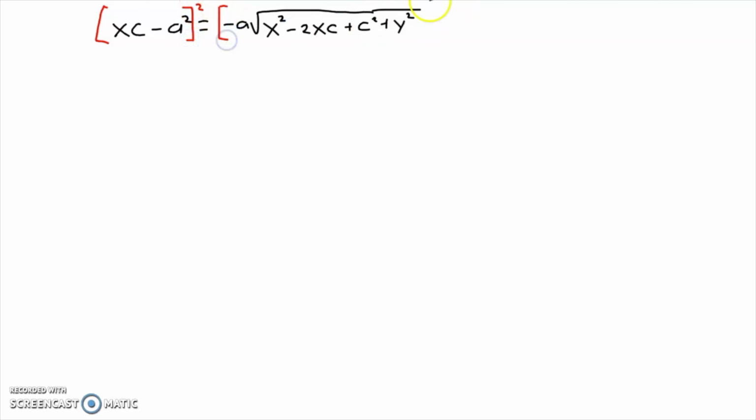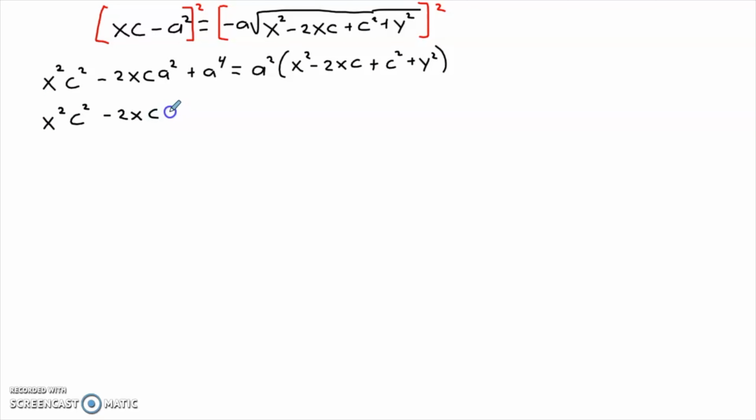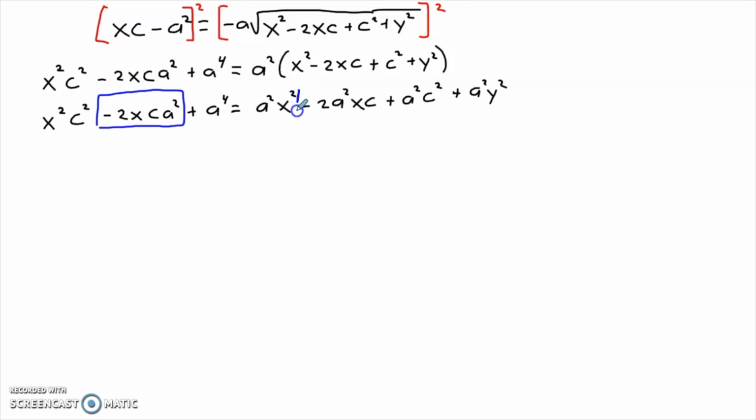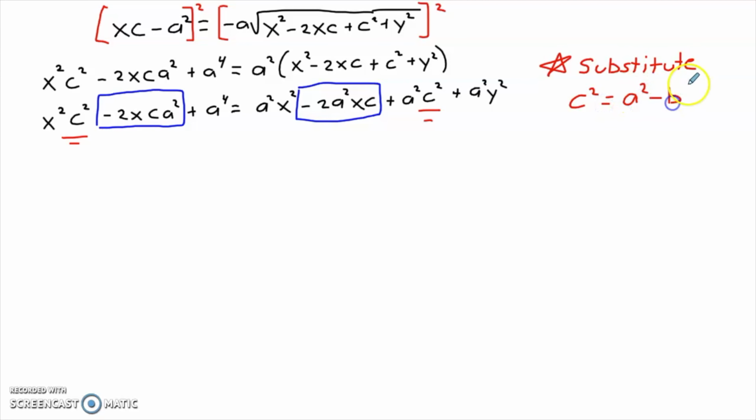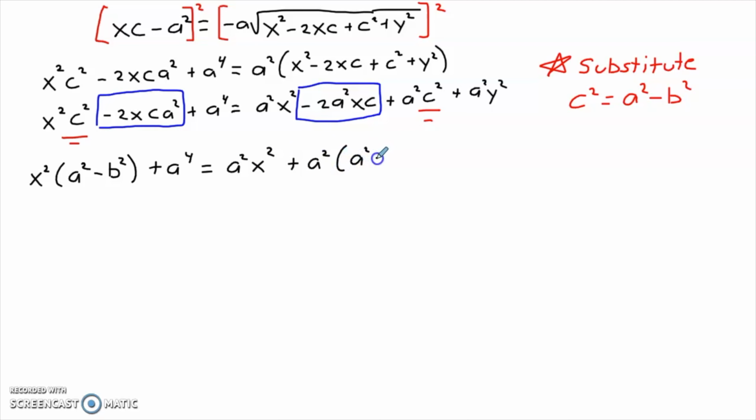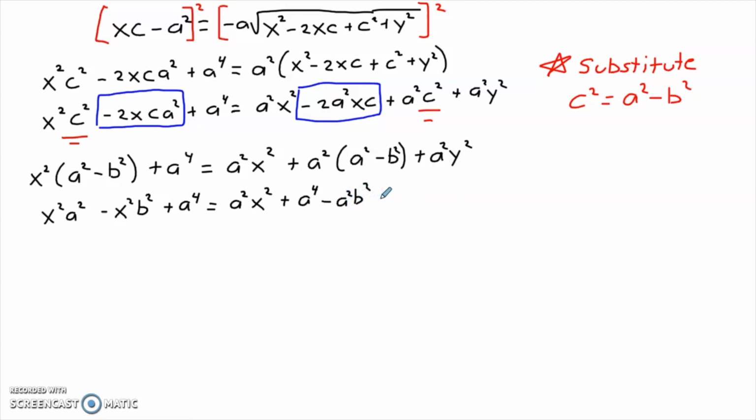I'm going to take that whole thing onto the next page and continue by squaring both sides because I still need to get inside that radical. At this point, we have a couple of things that we can cancel out on each side. Having any c terms in this equation is going to be a problem because there shouldn't be any c's left in the equation when we're finished. So we're going to substitute c squared equal to a squared minus b squared. Replacing both of those c squareds with a squared minus b squared and then distributing through, we have an a to the fourth on both sides, so those are gone. We also have an x squared a squared on both sides, so those are gone.